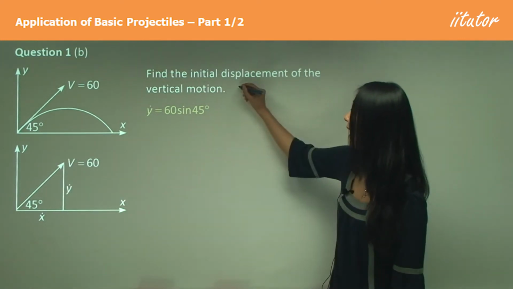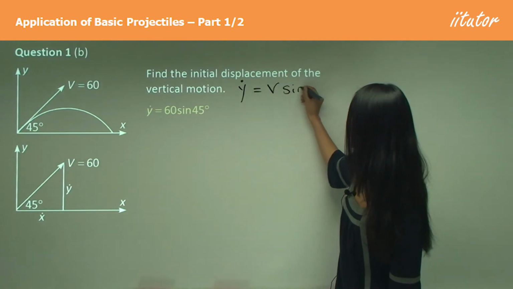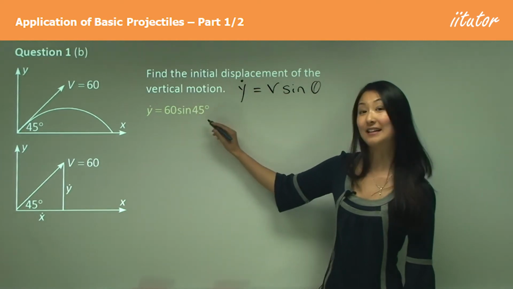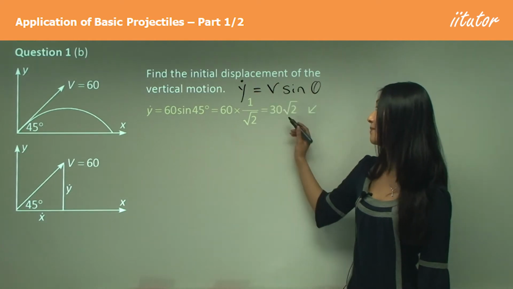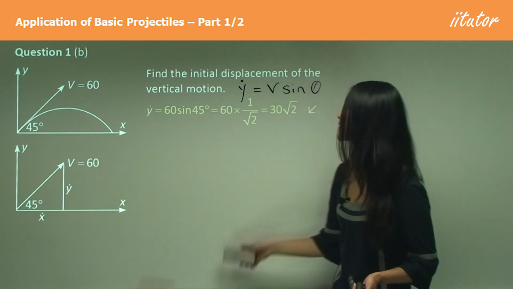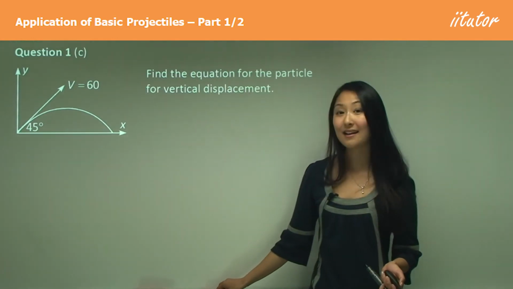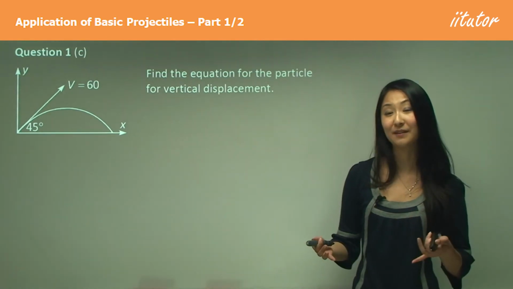So that was that your vertical velocity equals v sin theta. So we just substituted in. V is 60, the angle is 45 degrees, that is 1 on square root 2 as well. So that becomes 30 square root 2. So this is just our initial velocity, just at the very start. But we need that for when we want to find the equation for the vertical displacement.